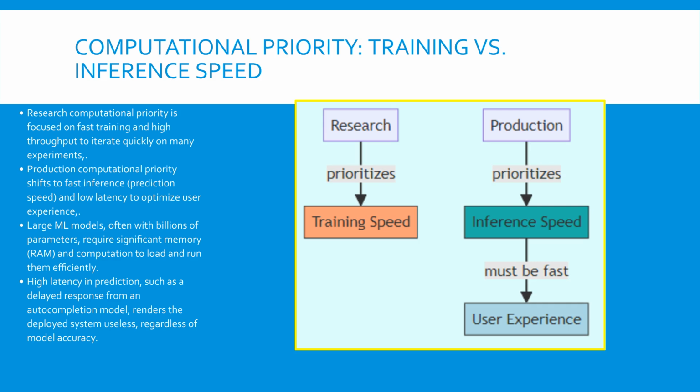The speed of prediction, known as latency, must be very low for applications like language translation or recommendation engines to be useful. If the model is slow to predict, it doesn't matter how accurate it is, as the user will simply not wait for the response. Thus, production engineers focus on optimizing the deployed model for quick computation.